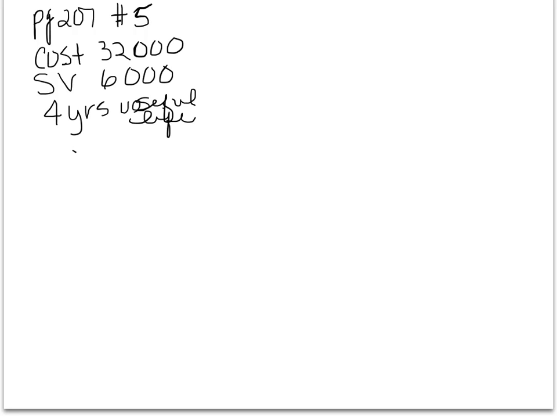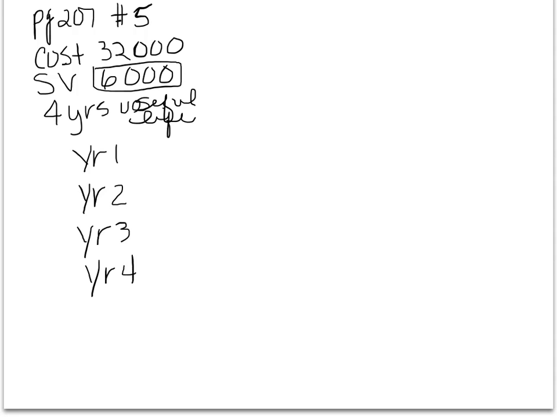What I'd like to do at this point is set it up so we'd have year 1, year 2, year 3, and year 4. We know by what they just told us we can never go below the salvage value, so we should keep that in mind as we take a look at this. The depreciation should be taken over 4 years.